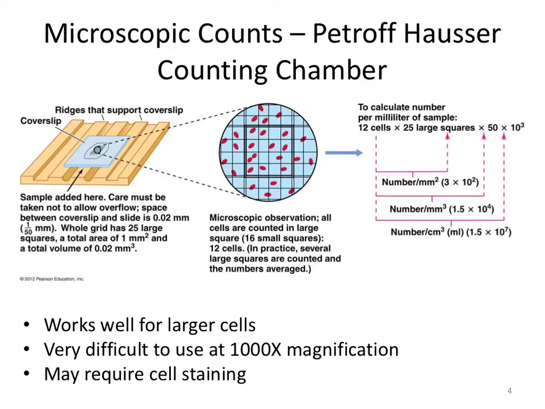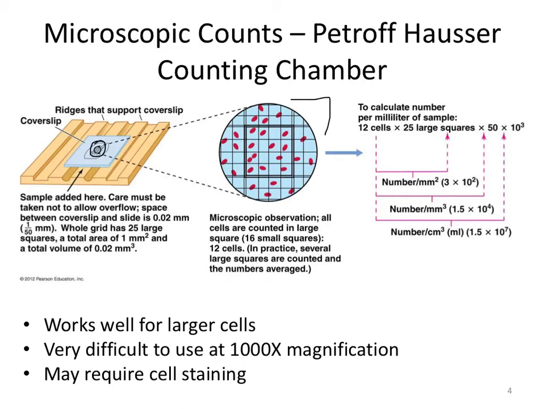Alright, let's talk about microscopic counts, and let's talk about a very traditional way to do that, which is called the Petroff-Hausser chamber. To use a Petroff-Hausser chamber, you need to begin with a sufficiently diluted sample so that cells will be spread apart when you look at them. You then simply pipette the sample into the chamber, which is designed to have a grid. The grid is shown here, and a zoom out of a portion of the grid is shown here.